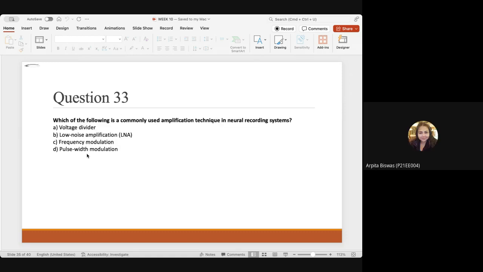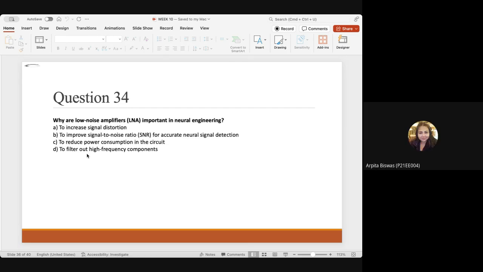So next, question number 33. Which of the following is a commonly used amplification technique in neural recording system? First option is the voltage divider. Second option is the low noise amplifications. Option C is the frequency modulation. And option D is the pulse width modulation. Option B, low noise amplification. Yes, option B is the right option. Low noise amplification. Good.